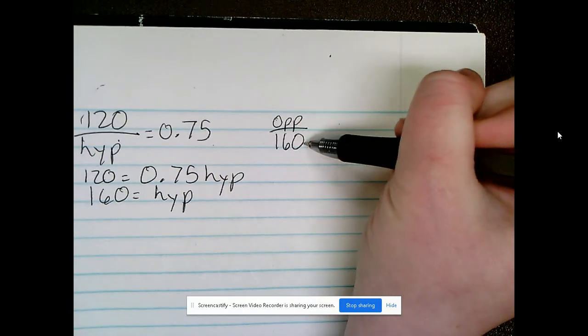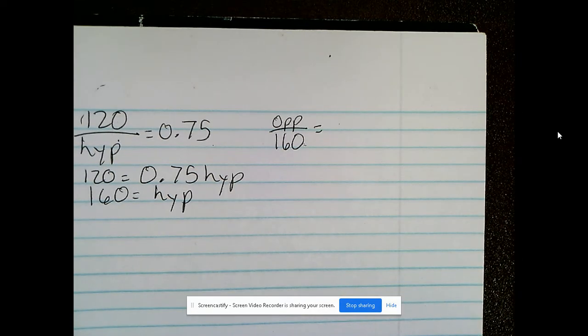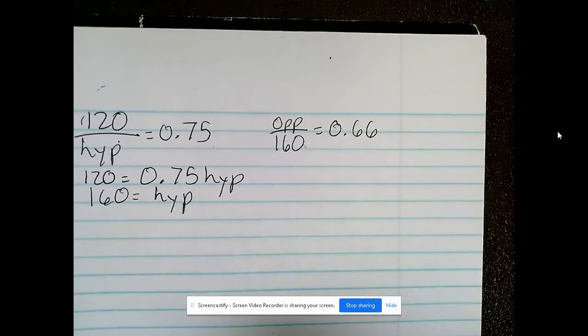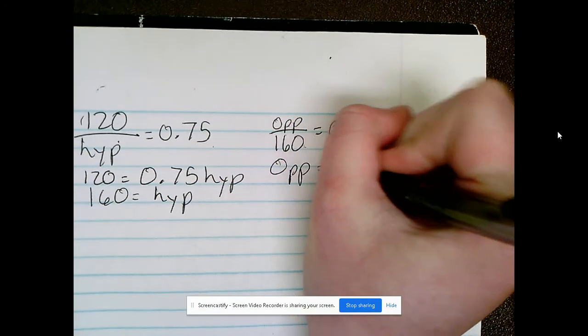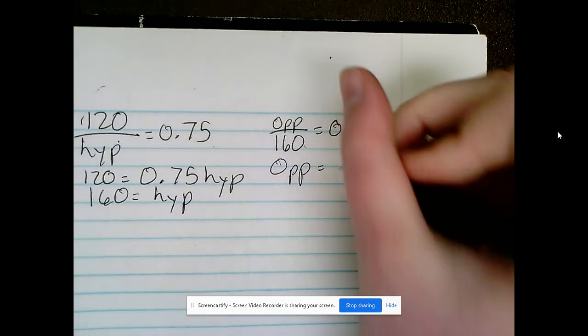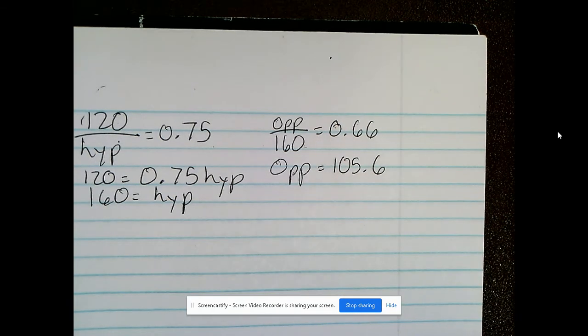So now that we know our hypotenuse, we're going to use our opposite over hypotenuse number, which for the triangle whose measurement equals 41, we know is going to equal 0.66, because that's what opposite over hypotenuse equals in the triangle that is similar to this triangle. So in order to find the opposite, we're going to do 0.66 times 160. And when we do that, we end up with 105.6.